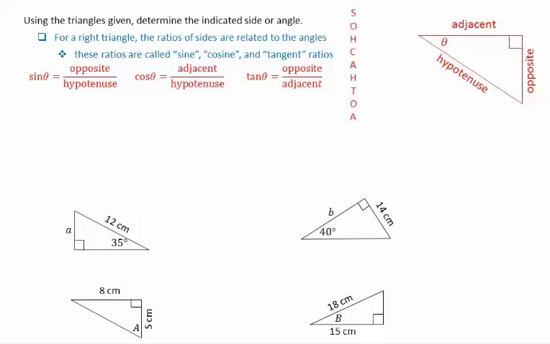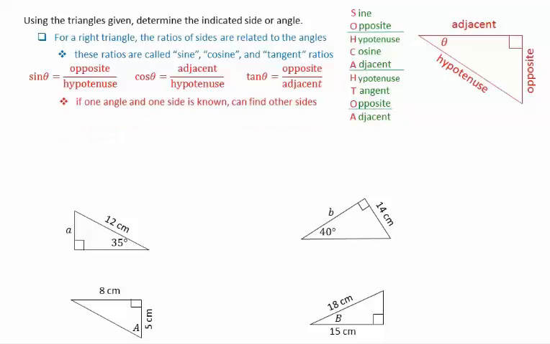There is a neat way to remember sine, cosine, and tangent definitions. It's referred to as SOHCAHTOA. Sine is equal to opposite over hypotenuse. Cosine equals adjacent over hypotenuse. And tangent equals opposite over adjacent.